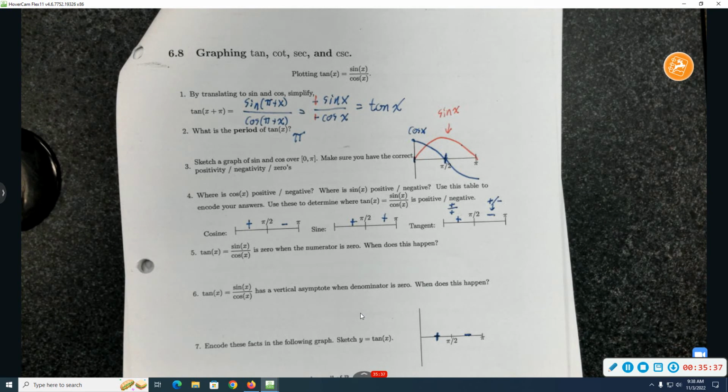So I'll try to draw this graph so it's positive and negative in the correct places, so it has the correct vertical asymptotes, and so it has the right x-intercept. So let's try to find that. Let's try to find the x-intercept.